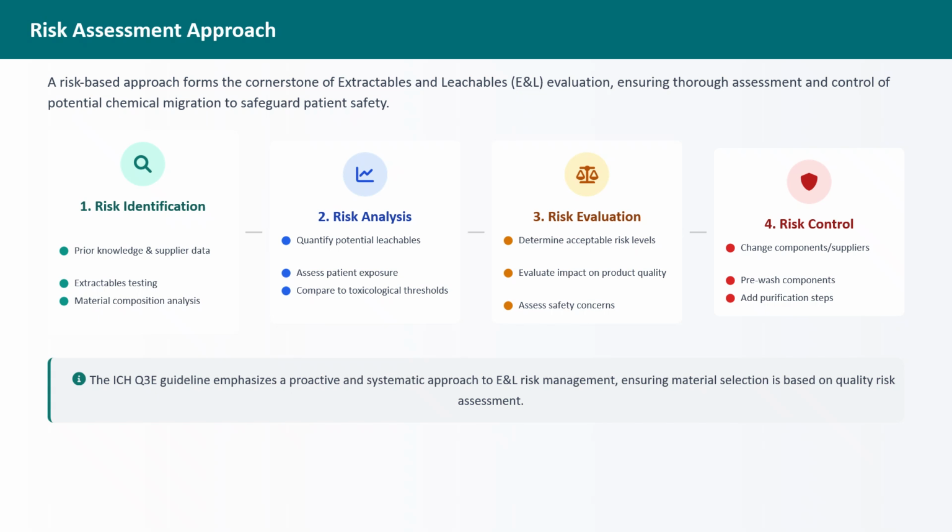The process begins with risk identification, using prior knowledge, supplier data, material composition, and extractables testing. Next comes risk analysis, where potential leachables are quantified and patient exposure is estimated. Risk evaluation determines whether the exposure is acceptable, and risk control implements actions such as material changes, pre-washing, or additional purification. ICH Q3E strongly emphasises that material selection must be driven by quality risk assessment, not convenience.